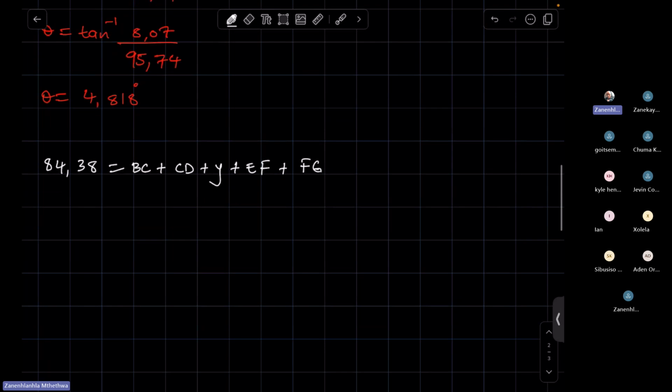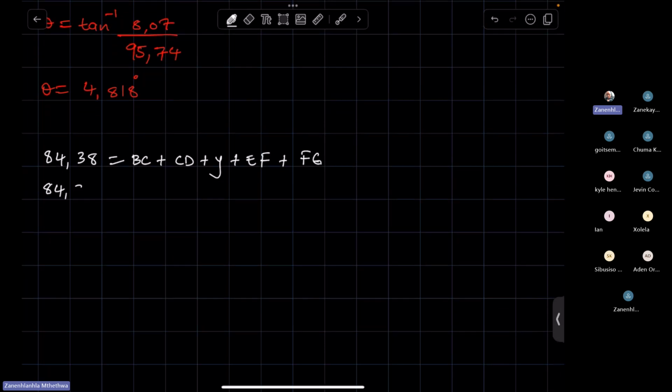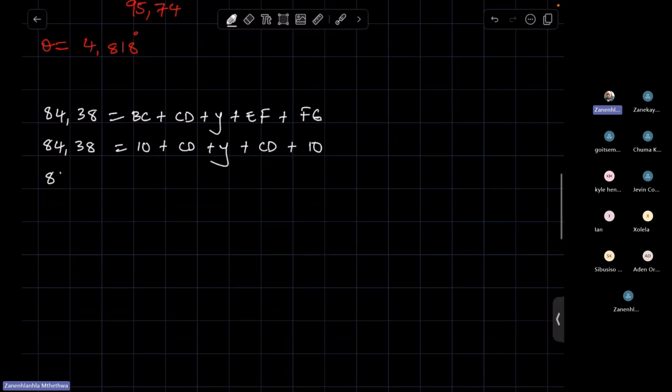So that is to say, from this algebraic expression, we can express this as: this is equal to BC, which is equal to the radius. The radius is 10. So this is 10 plus, we call this CD, plus Y, plus, we've established that EF is equal to CD. So seeing that EF and CD are equal, we are going to express EF in terms of CD. That way we eliminate EF as an unknown, plus FG. FG is equal to the radius. The radius is equal to 10. Right, so essentially what you have is 84.38 is equal to, so this becomes 20 plus 2CD plus Y, right?